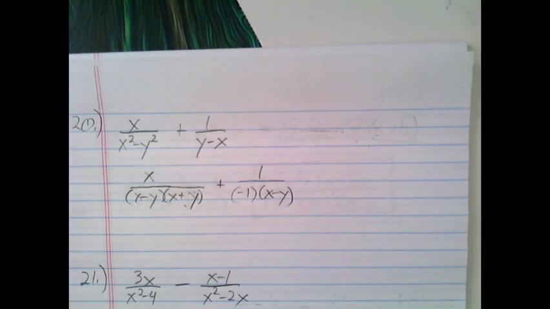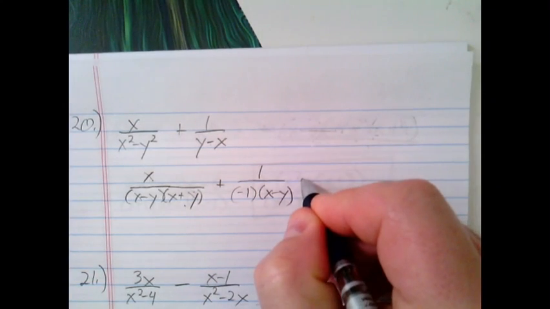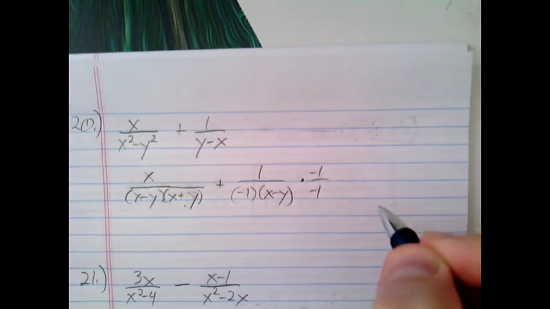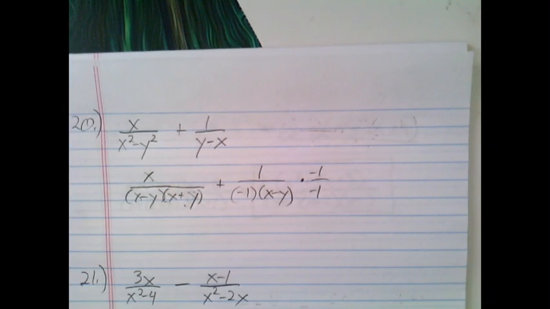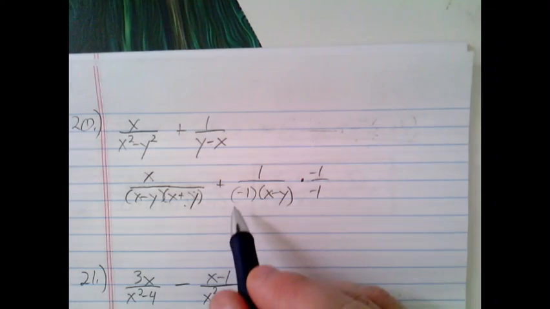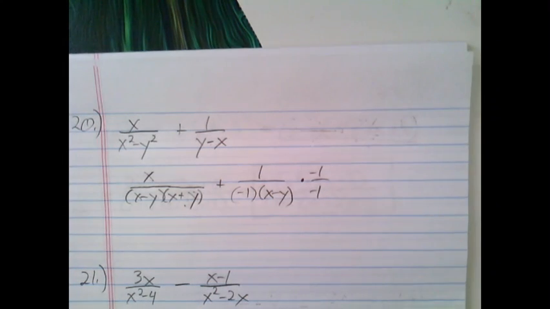Okay, now that I have factored it, I'm going to make a little adjustment. I don't want a factor of negative 1 left in a denominator, so I'm going to go ahead and multiply top and bottom of this second fraction by negative 1. Okay, that'll make the bottom positive, and it'll just put the negative in the top.